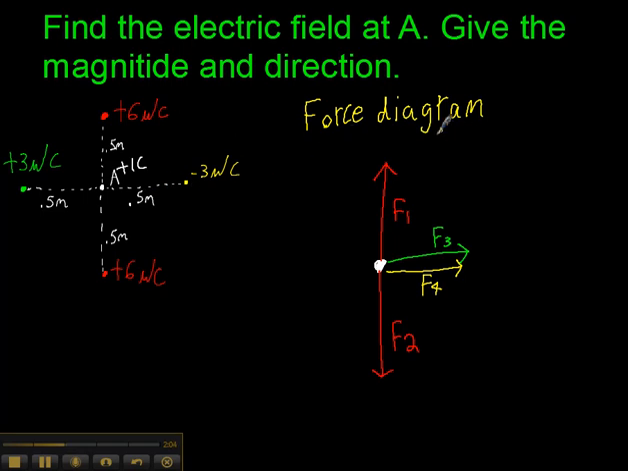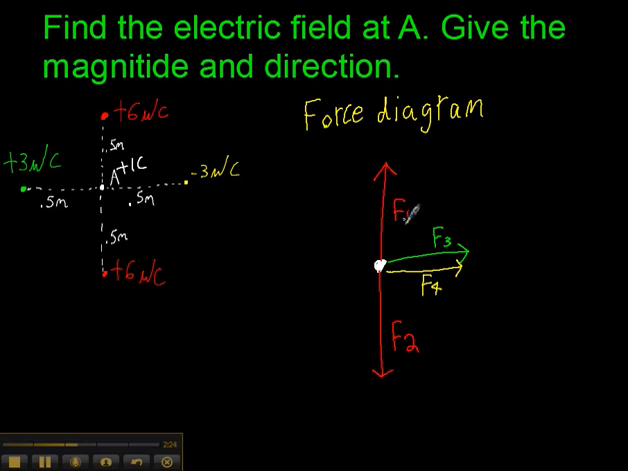So keep in mind that likes repel and opposites attract. So if A is a +1 Coulomb, then this one is pushing down on it, this one's pushing up, this one's pushing to the right, and this one's actually pulling to the right because it's a negative charge. So the force diagram looks something like this.